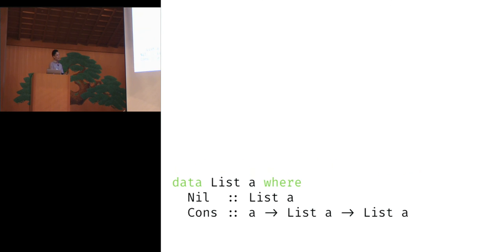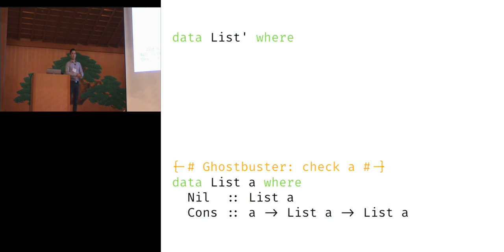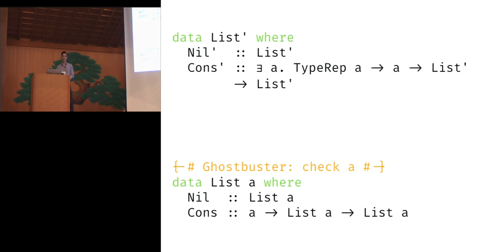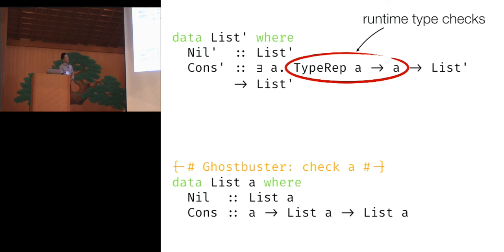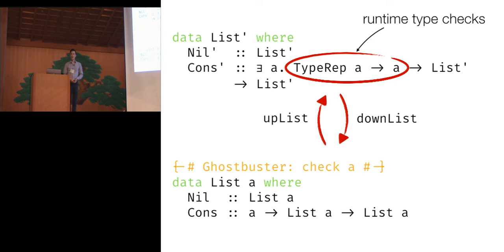So instead, Ghostbuster provides this weaker form of type erasure called checked mode. In this mode, we can generate our new simpler data type List' here with constructors Nil and Cons, where the difference is that because the type of our element is now existentially quantified, in order to recover that type information later, we need to embed some representation of what that type actually is. And so this will allow us to do dynamic type checks later on and recover our original list. And so with this addition, we can now generate the conversion function to and from our simpler data type.